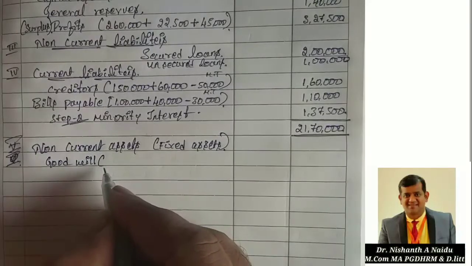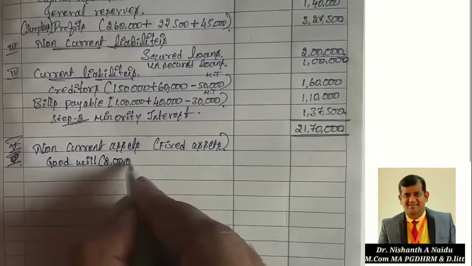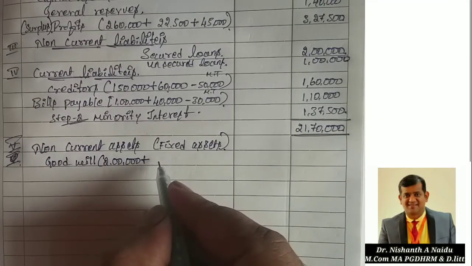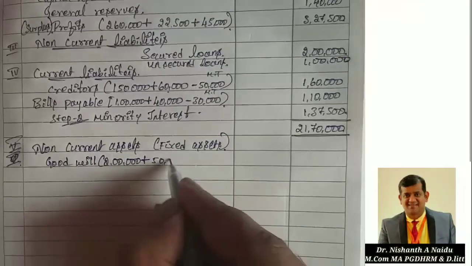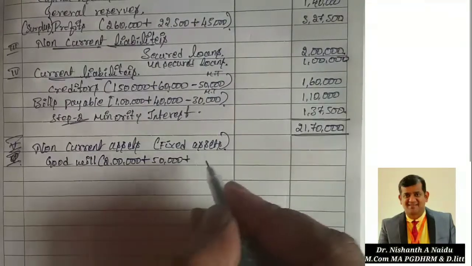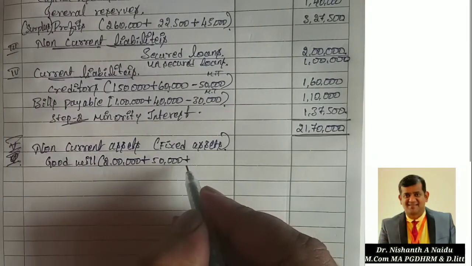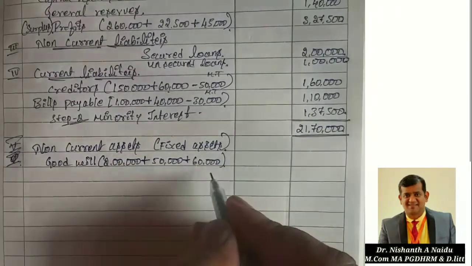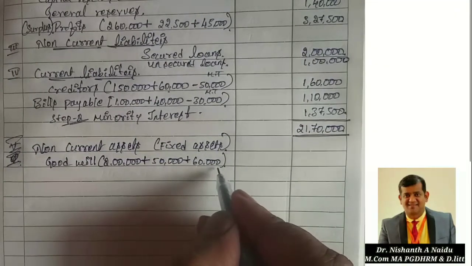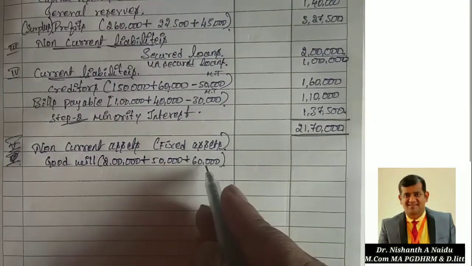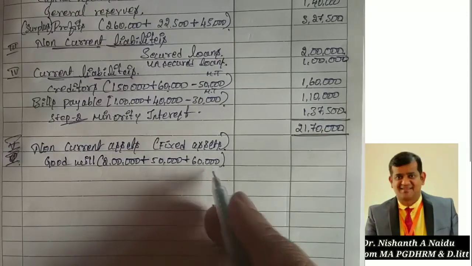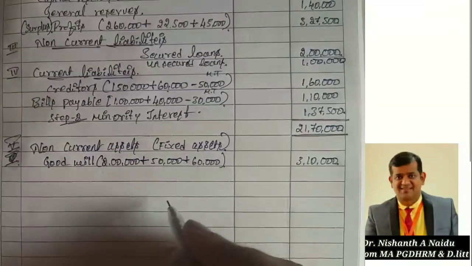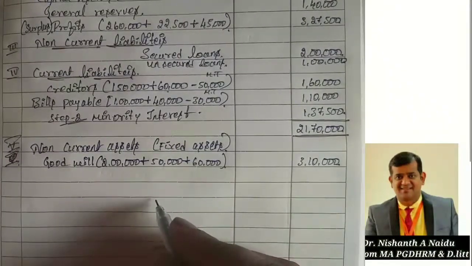P Company Limited 2 lakh plus Q Company Limited 50,000 plus, in the adjustment we have identified, 60,000 rupees. This you will get in step number 3, calculation of cost of control. So 2 lakh 50 plus 60, 3 lakh 10,000. Add it and write it: 3 lakh 10,000 rupees.